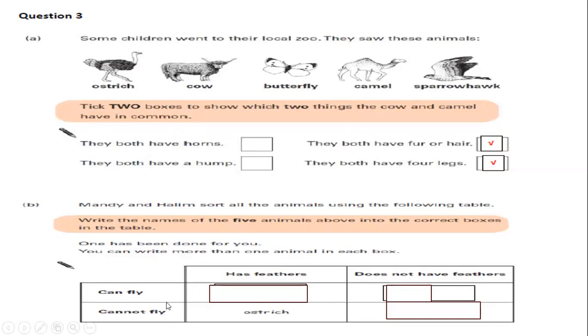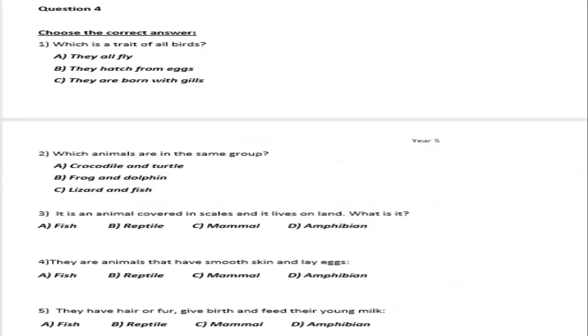We can classify them. First, can fly and has feathers, of course. It's very obvious that it has feathers, so it's the sparrowhawk. Next is can fly but does not have feathers, and this is, of course, the butterfly. Cannot fly but has feathers is the ostrich. Cannot fly but does not have feathers is both the cow and the camel. Next is question number 4.